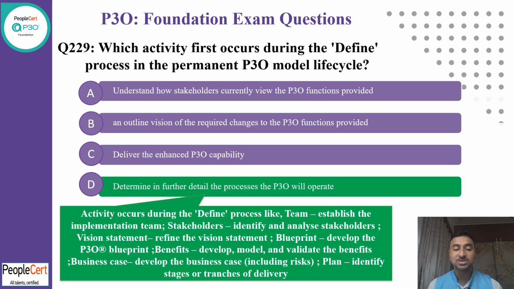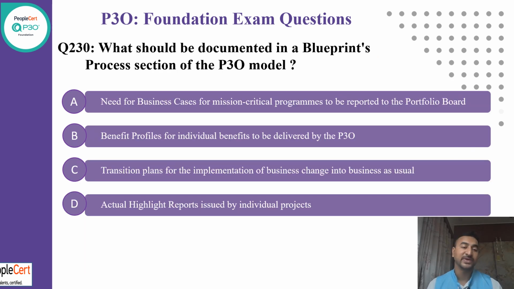The activities that occur in the define process are team establishment, improvement team, stakeholder identification, analyze stakeholder, vision statement will be further redefined, blueprint development done, benefits developed, modeled and validated, business case will be further detailed out including risk, and plan to identify stages and tranches. That is what we do in the define stage. So that will give you more clarity. You can pause here and reread this justification.